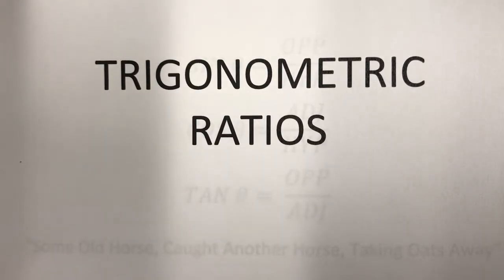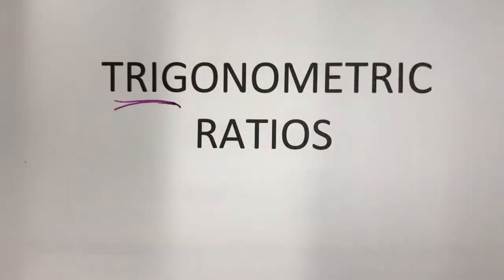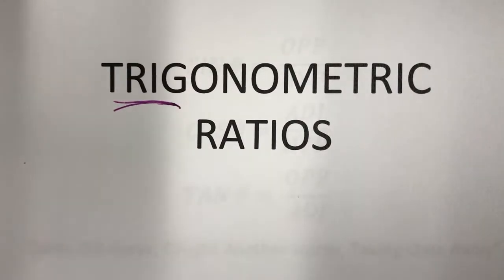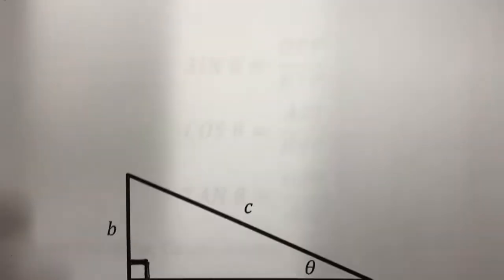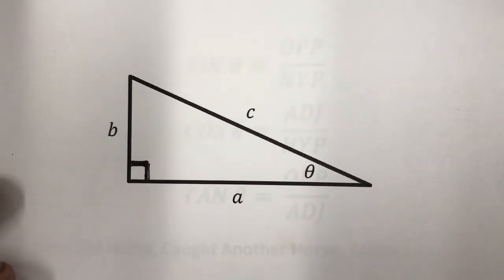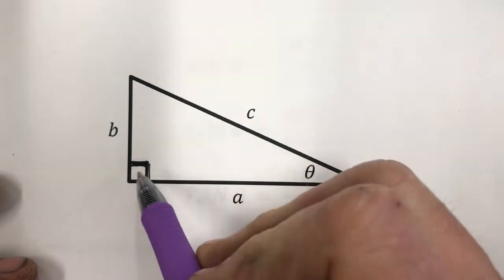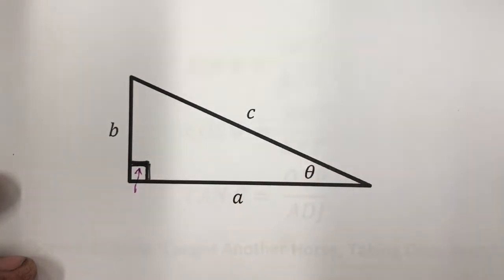All right, we're looking at trigonometric ratios today, or simply just trig. We'll say trig ratios, basically. Trig ratios deal with a right triangle. This is a right triangle. We know it's a right triangle because right here is my right angle.